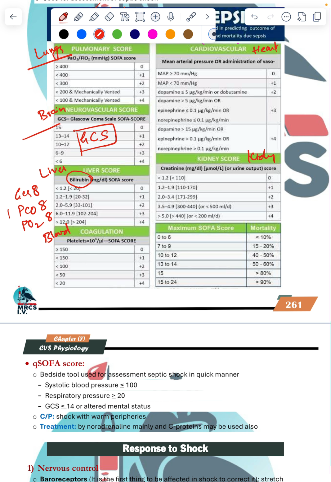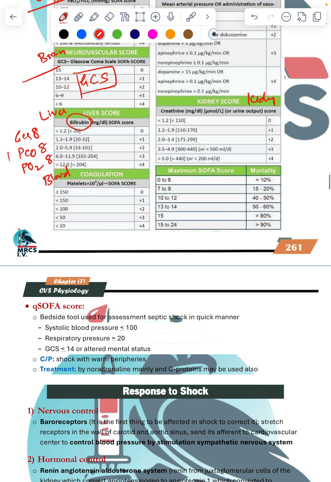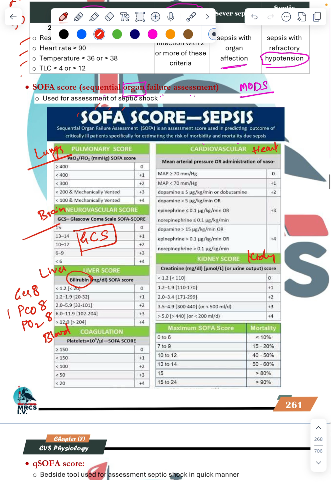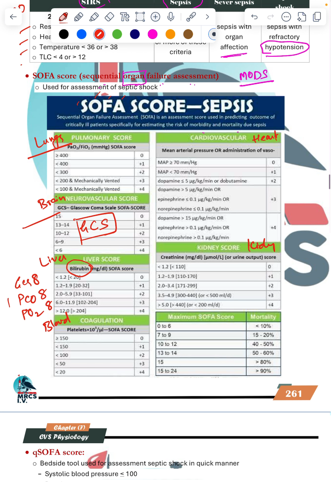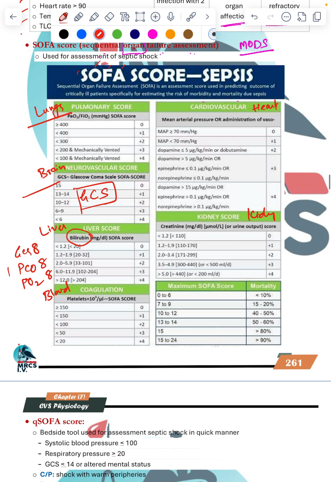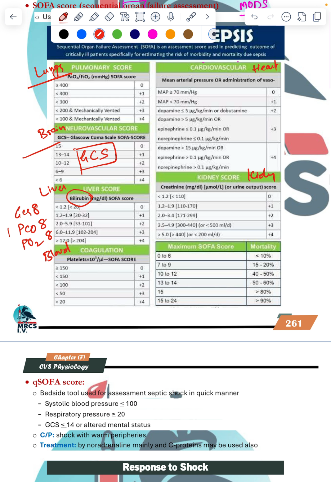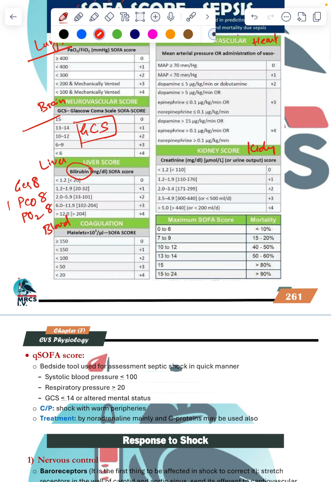Bilirubin level is measured here. Bilirubin less than 1.2, and if it goes above 12 it means liver failure. Coagulation profile, platelet count, if it's decreasing to a low level, the score is increasing. But cardiovascular, we measure mean arterial pressure, more than 70 is normal. Even after dopamine, it's not increasing. Dopamine, epinephrine, norepinephrine. So kidney scores, creatinine level is measured here, and urine output is also measured. So creatinine is rising and urine output is going down.